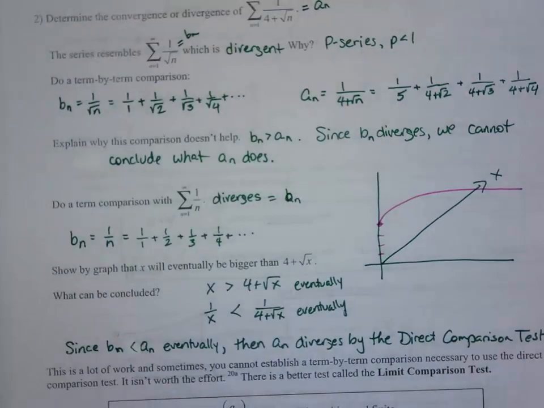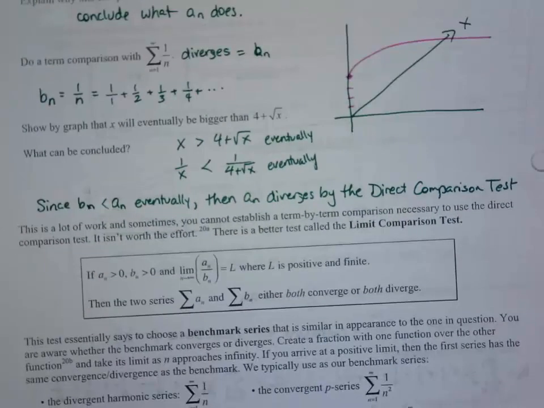Since B of n, sorry about that, I didn't realize I was down so low. Since B of n is less than A of n eventually, and B of n diverges, then A of n also has to diverge eventually by the direct comparison test.